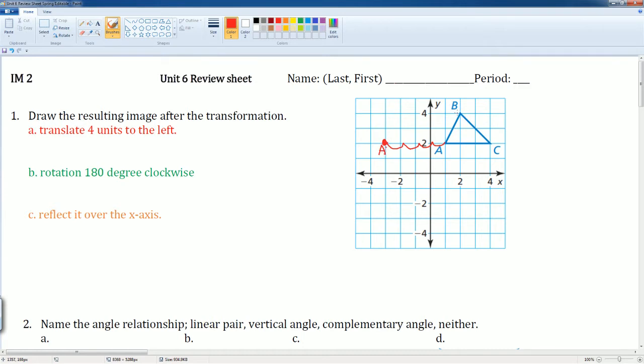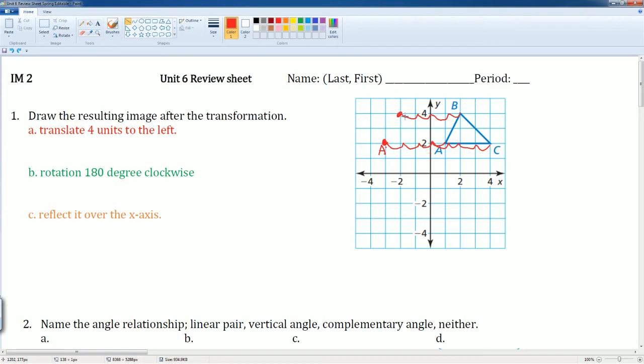And then B is going to move 4 units to the left as well. 1, 2, 3, 4. Then the C is going to move 4 units to the left as well. 1, 2, 3, 4. And this is going to be the new C. And this is the new B. All right, and then if we connect all the dots, the triangle should look something like this. And like that. Okay, that is the result of moving it 4 units each.